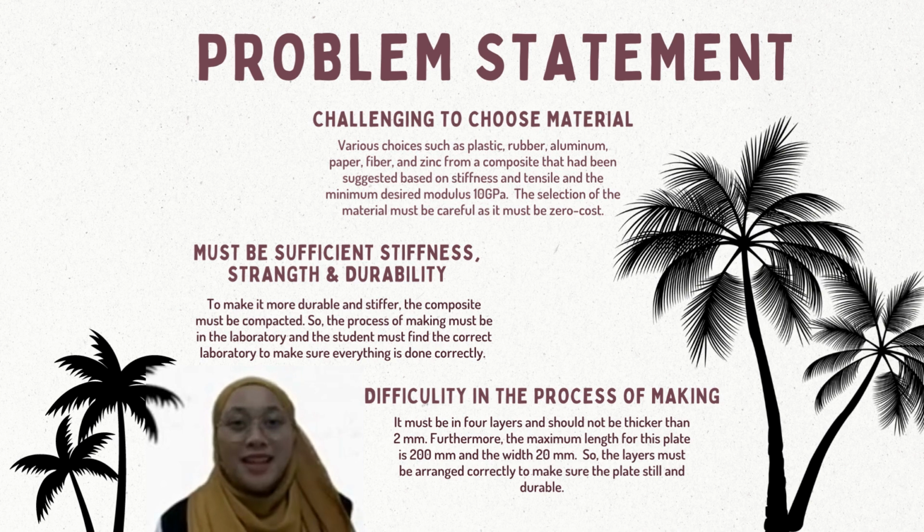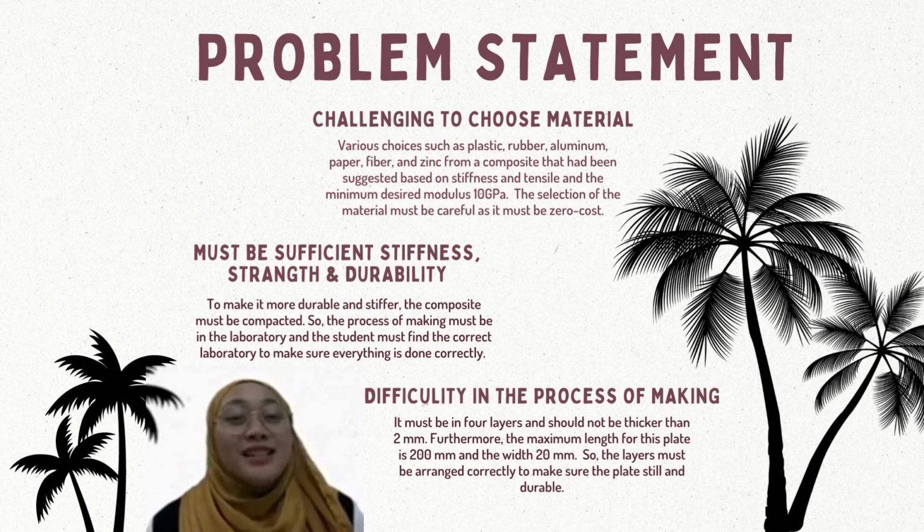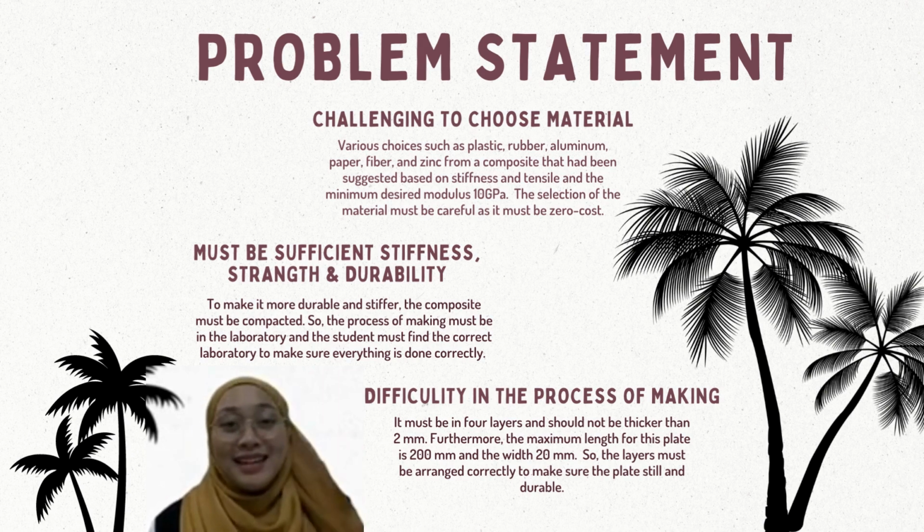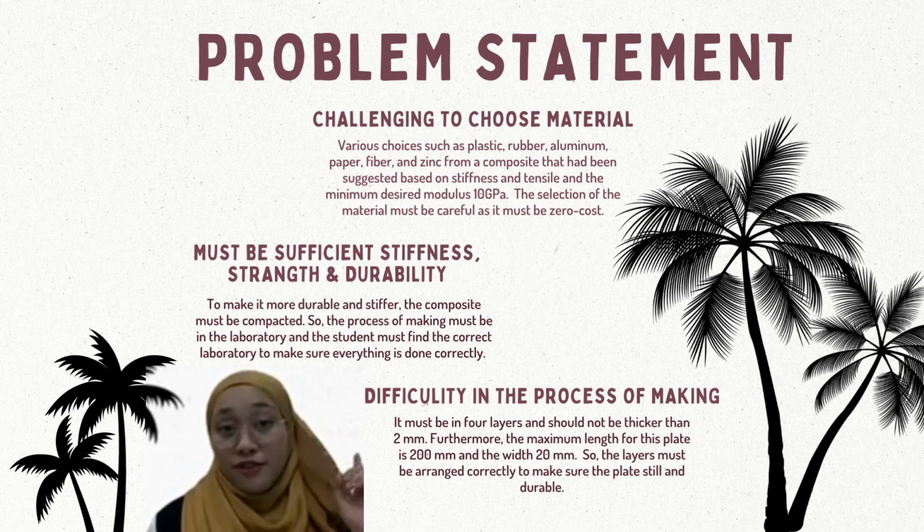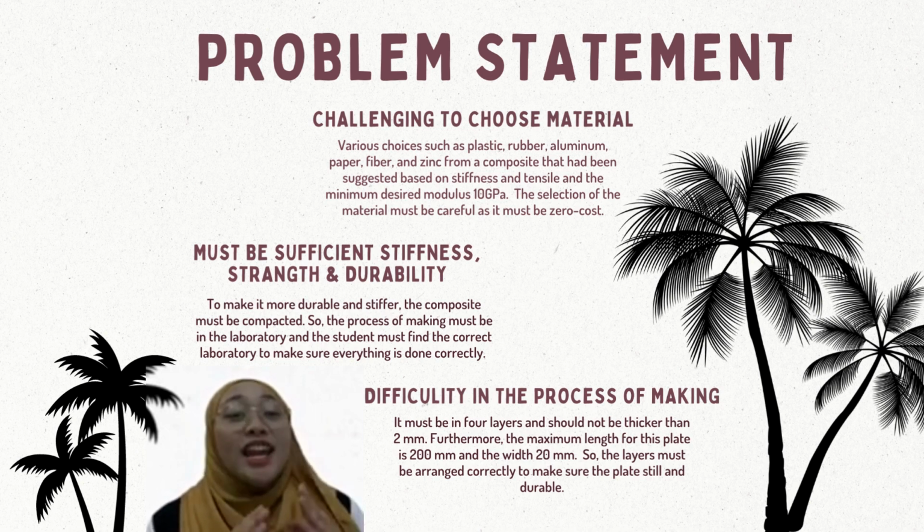For the problem statement, it is very challenging to choose a material as there are many choices such as plastic, rubber, aluminium, and more. From a composite that had been suggested based on stiffness and tensile strength, the selection of the material must be careful as it must be at zero cost. Second, the composite must have sufficient stiffness, strength, and durability. In addition, to make it more durable and stiffer, the composite must be compacted. So, the process of making must be in the laboratory, and the student must find the correct laboratory to make sure everything is done correctly.